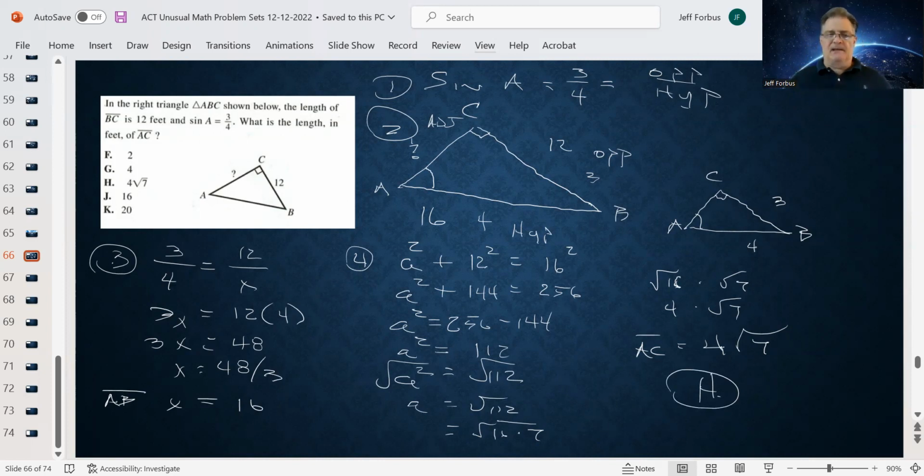Now, I think the key idea here is two things, and that's relating the sine A being equal to 3/4 to this triangle, and thinking about the relationship between sine A being equal to 3/4 and this large triangle by using the proportion to figure out the hypotenuse. So those are some really important logical steps here. Please focus on that as you move forward. All right, let's go to the next question.